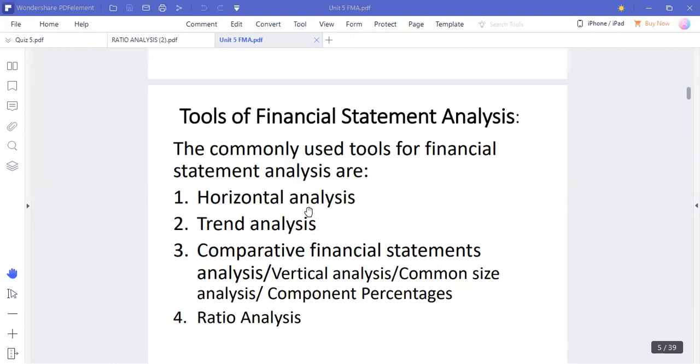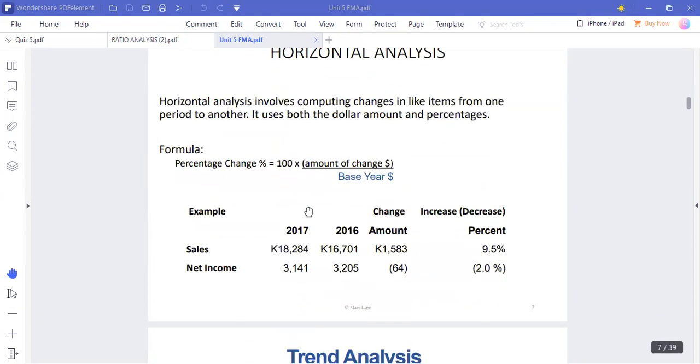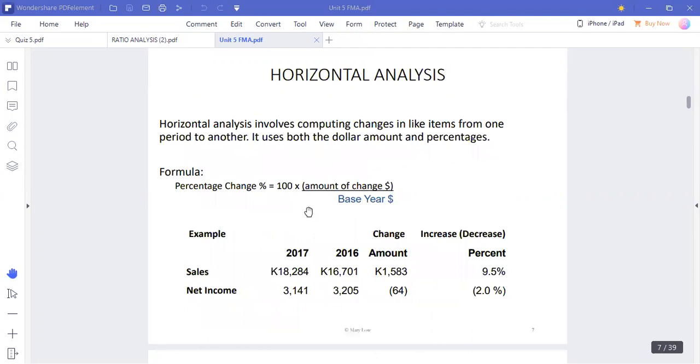The tools that are implemented in financial statement analysis are four. We have the horizontal analysis, the trend analysis, the vertical analysis, and ratio analysis. Now, the horizontal analysis basically involves computing the changes that occur from one item to another. It uses both the dollar or kwacha amount and the percentages. It looks at the change in the amount divided by the base year.